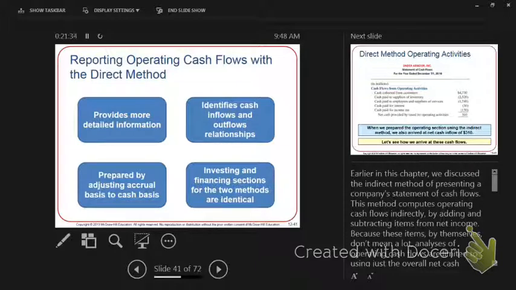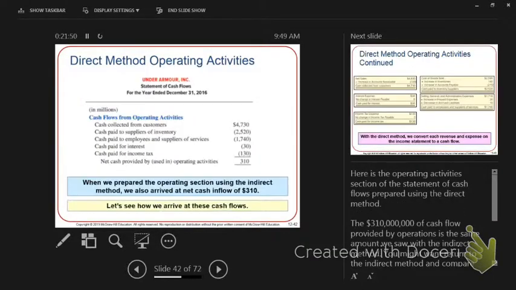It identifies the inflows and outflows of relationships. It also prepared adjusting accrual to cash base, which is what investors do like. And then investing and financing are exactly the same. It's just that operating section. So what do we look at? Well, here's kind of the operating section. And when you look at it, just like this, cash collected from customers. It specifically tells you. On the operating section and the indirect method, it does not say, this is how much money we collected from customers.